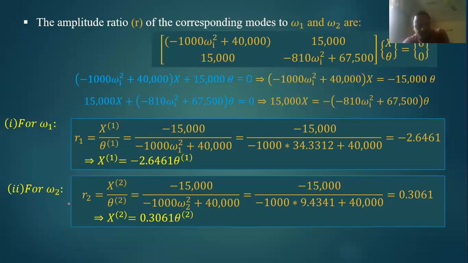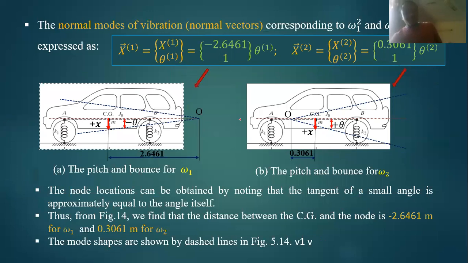Okay. Again, for omega 2, we can find R2, which is 0.3061. That is the amplitude ratio of x over theta in the second mode of vibration. So when we substitute those values in the equation, we have this type of equation. This implies for the first mode, minus 2.6461 and 1 in terms of theta 1. So that gives us this type of motion.